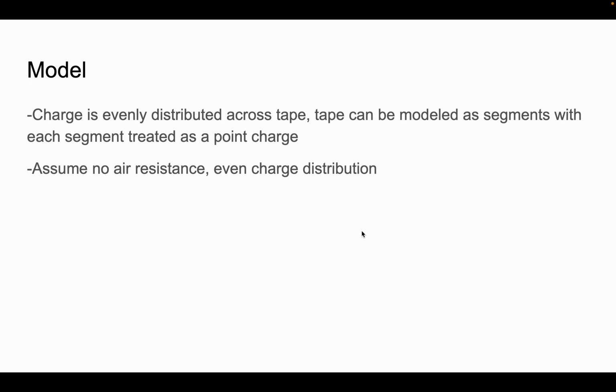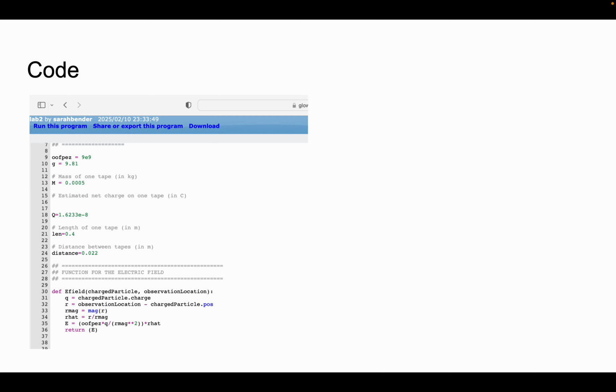So for this model, we split the tape up into segments, and every segment is treated as a single point charge. So then we are able to sum up all the forces on each of those segments to get our net force. And we're assuming that there's no air resistance and completely even charge distribution.